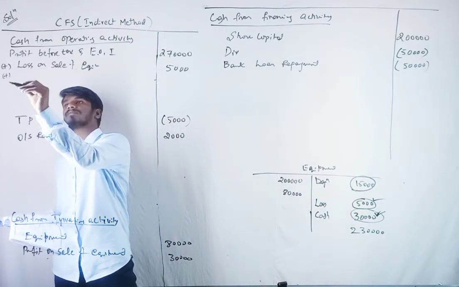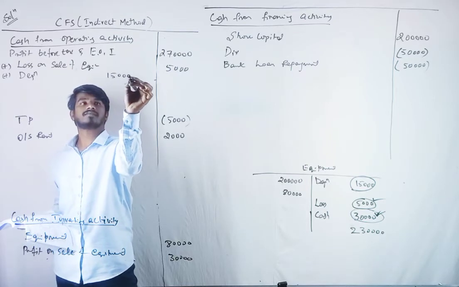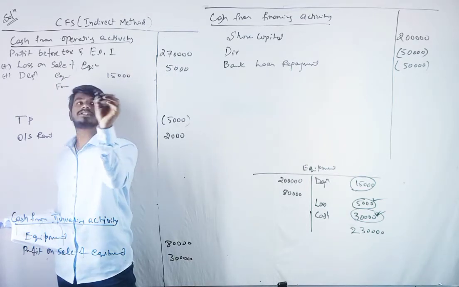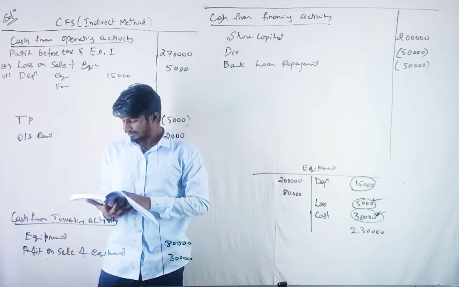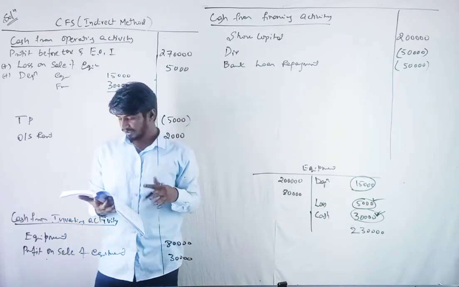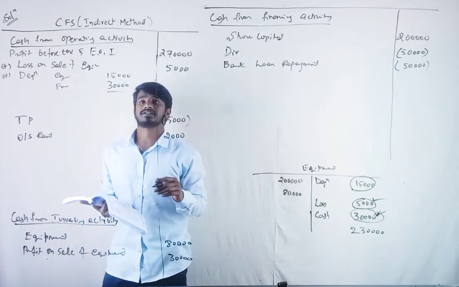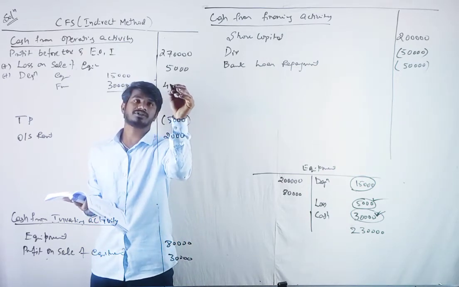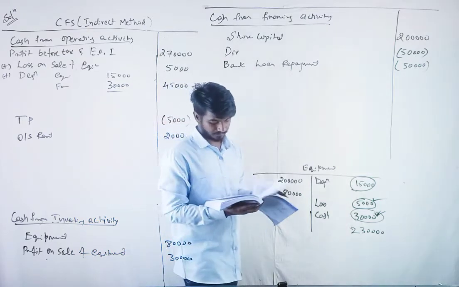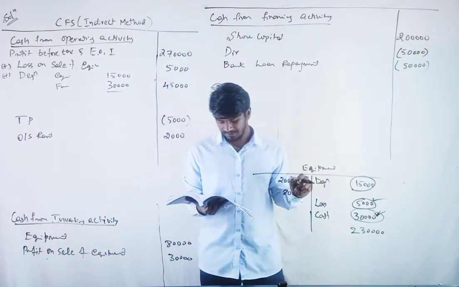Depreciation, we will add depreciation 15,000 for the equipment, and for the furniture they have given 30,000 depreciation. No, we didn't purchase any furniture in the current year. We are straight away showing the depreciation, 45,000 total depreciation. Okay, fine.